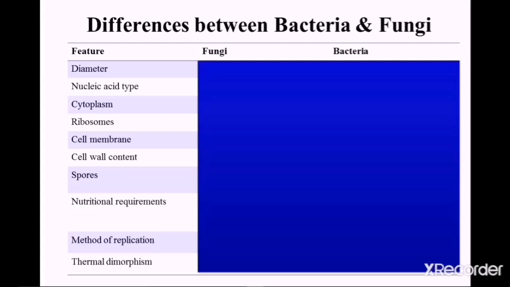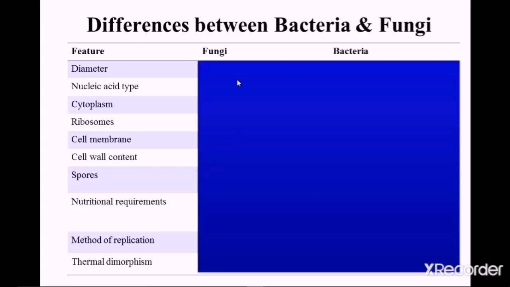Differences between bacteria and fungi. Diameter: approximately 4 micrometers, for example in the case of Candida, and the diameter of bacteria is approximately 1 micrometer, for example Staphylococcus. Nucleic acid type: fungi are eukaryotic, bacteria are prokaryotic. Cytoplasm contains mitochondria and endoplasmic reticulum, whereas both of these are absent in bacteria. Ribosome is 80S in fungi and 70S in bacteria.